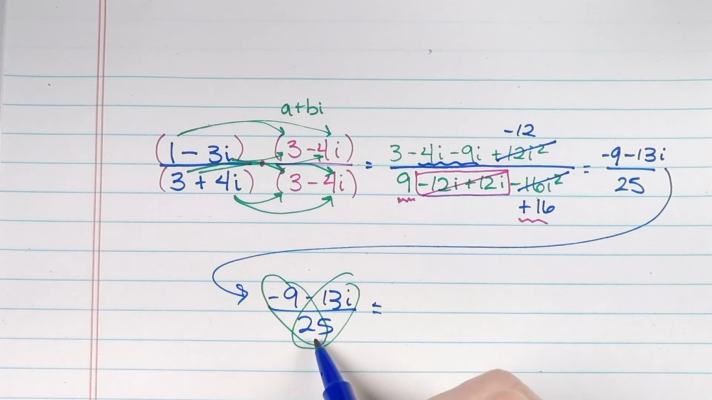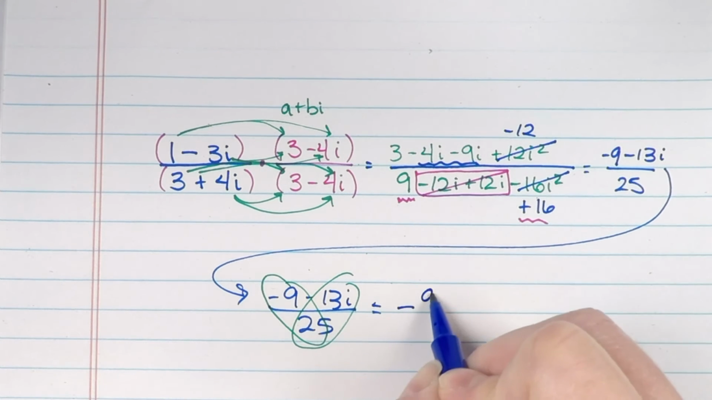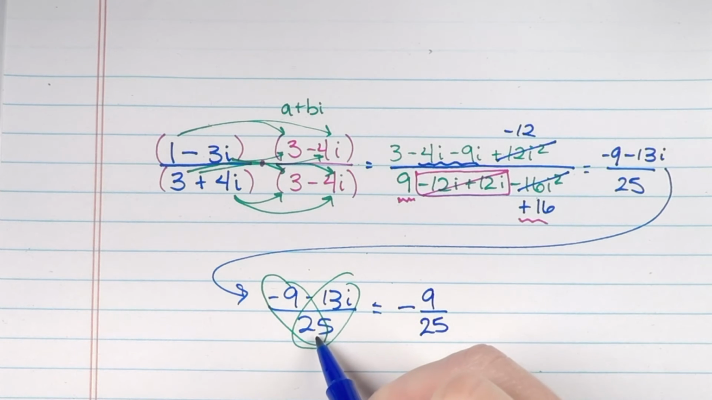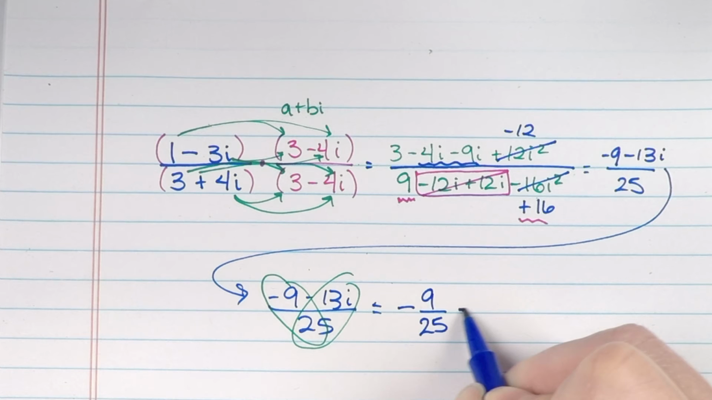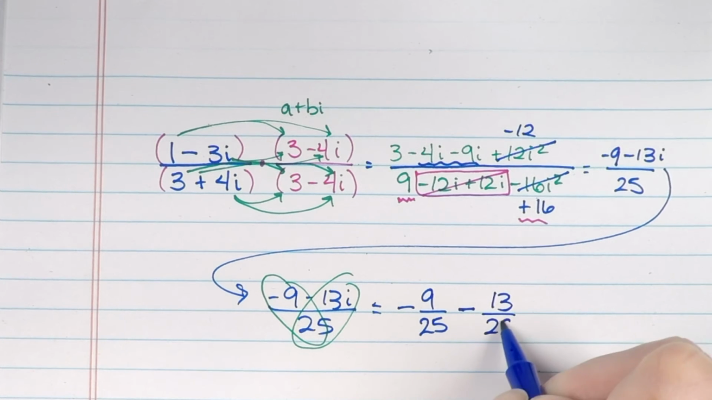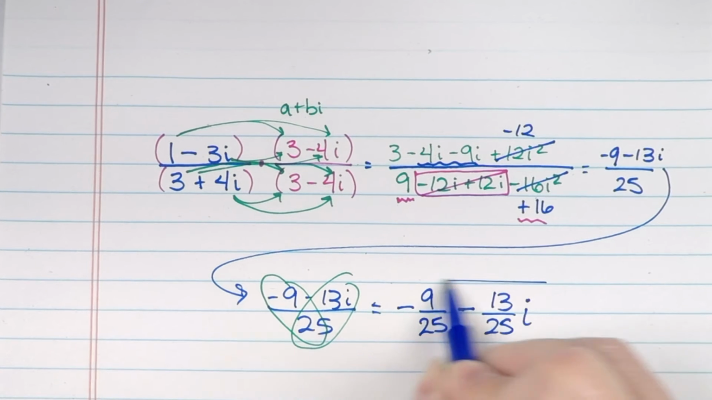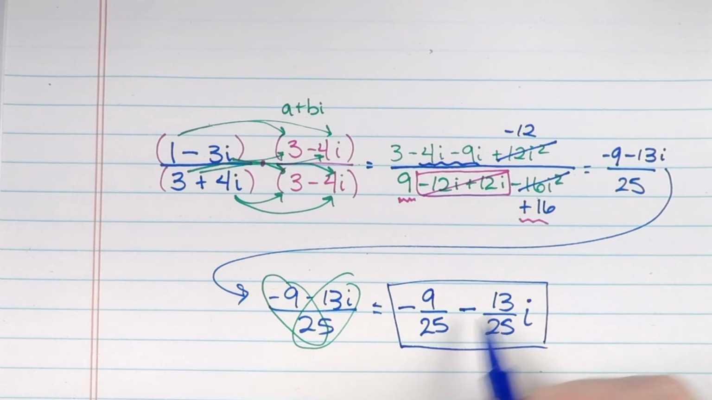So we have negative 9 divided by 25. That we can't really simplify, so we're just going to leave it as negative 9/25. And then same thing with the other term. 13 can't be divided by 25, so I'm just going to leave it as negative 13 over 25, and I'm going to write the i after that at the end. So now this is in my form a plus bi, and we can't simplify this any further because neither of these fractions can be reduced. And that's dividing complex numbers.